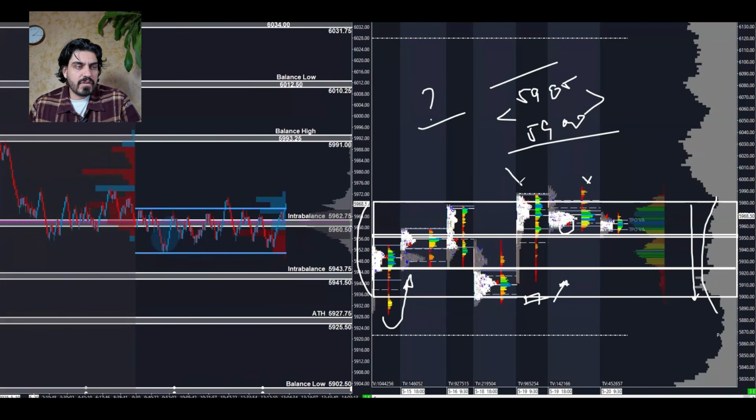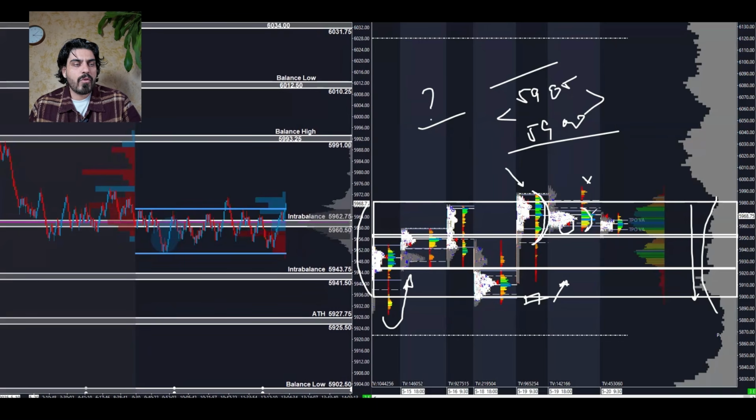So I can look at the individual session profiles the same way. I don't have to break down where the value areas are, right? Your classic volume profile stuff. I'm just looking at it as to where balances are on individual days and how prices react in and around that area. So if I look at this individual day over here, we have a balance towards the bottom, right?